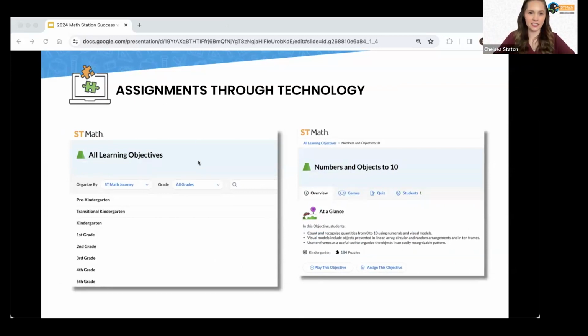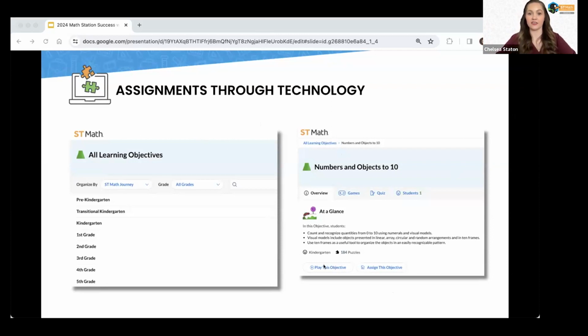I was going to, this link is only going to work, I think, if you are logged in, but I'm going to go ahead and drop it anyways. You can find assignments through ST Math. You can search by objective, you can literally just type in fractions in the bar and it'll pull up all the things that have to do with fractions, search by grade level, you can search by your standards. So there's lots of easy ways to quickly find what you're needing and then assign it to your students.